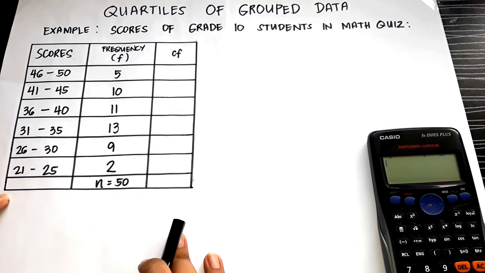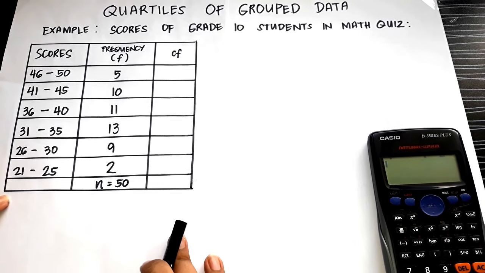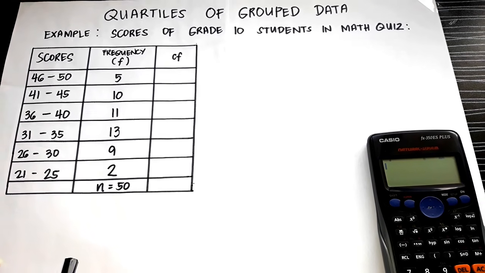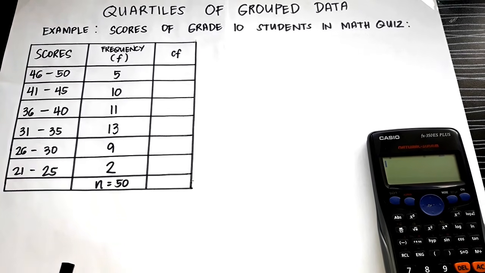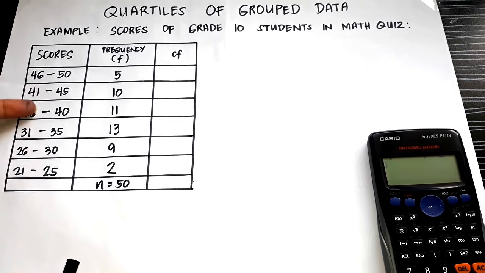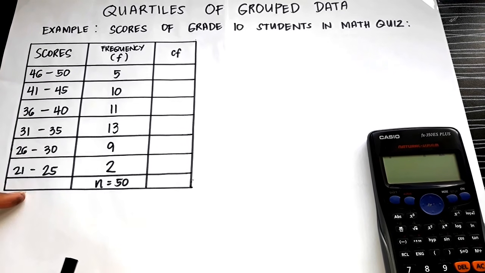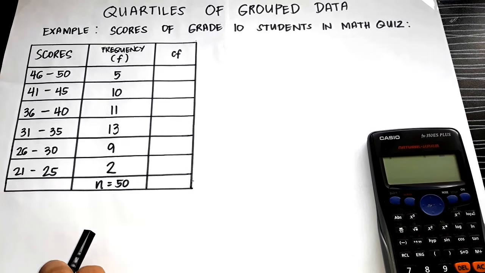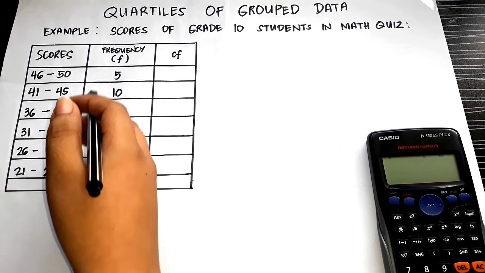Na kapag group data, meron tayong interval, hindi katulad ng ungroup data, given lahat ng raw scores. Sa group data, may given tayo na intervals just like these scores. For example, we have 21 to 25, 26 to 30, and so on.